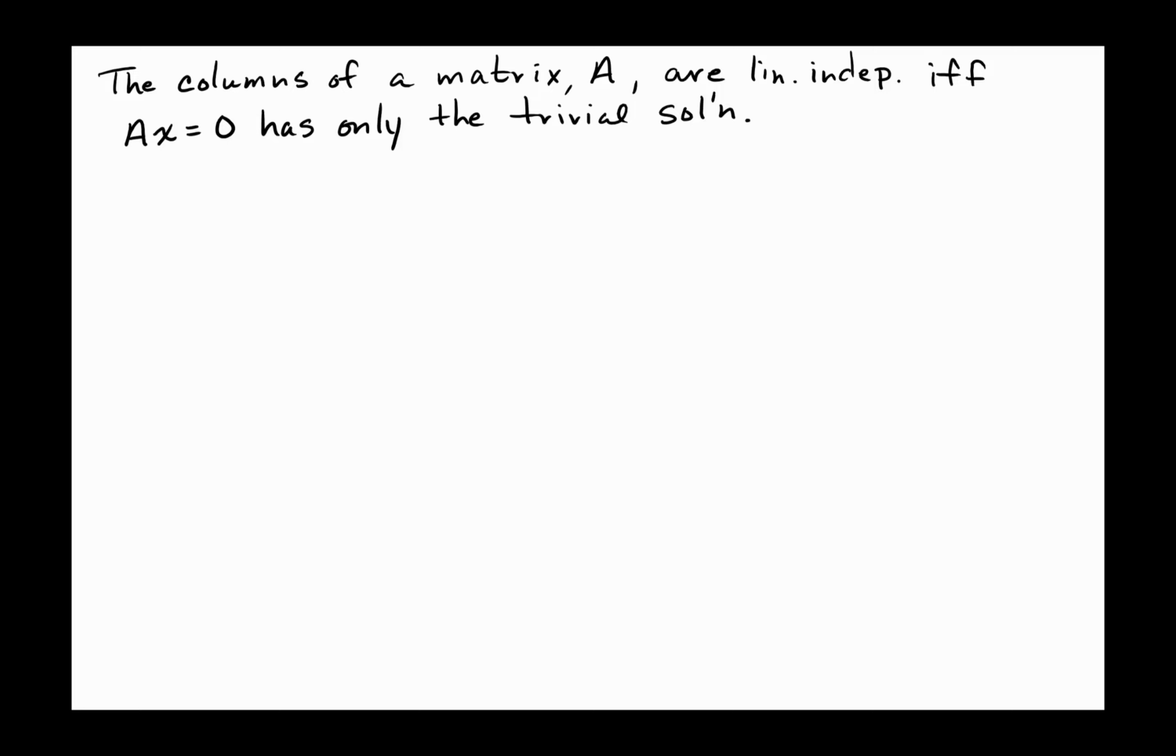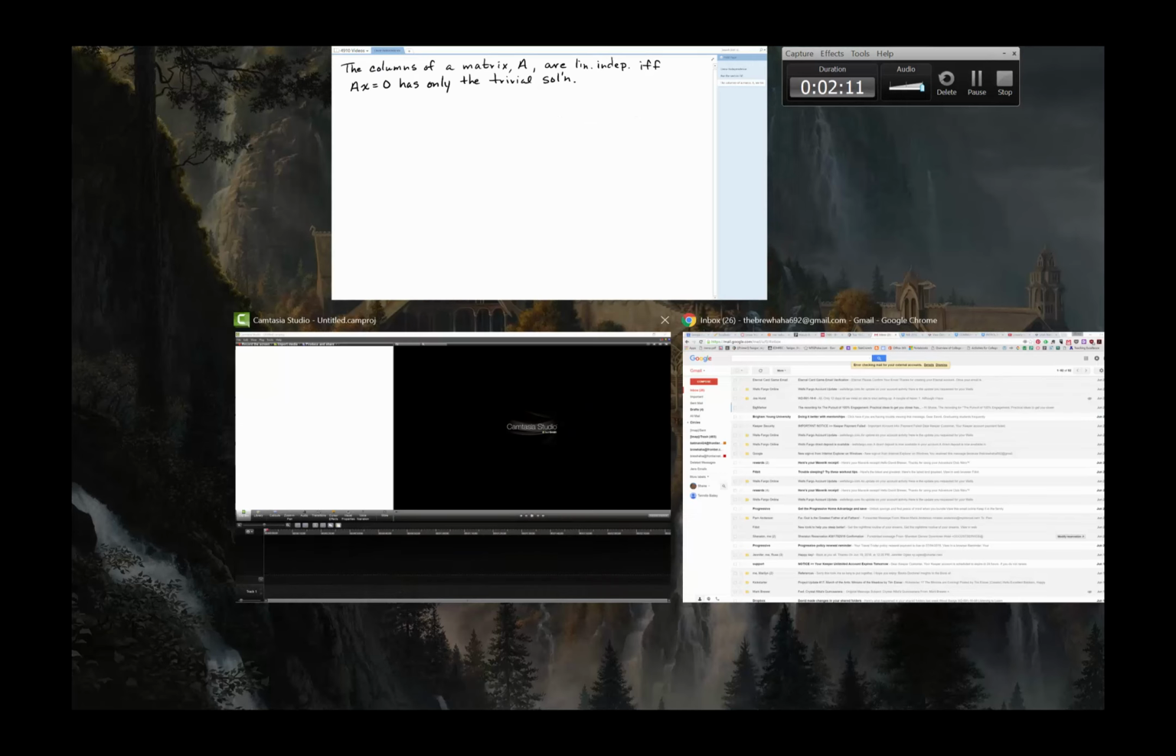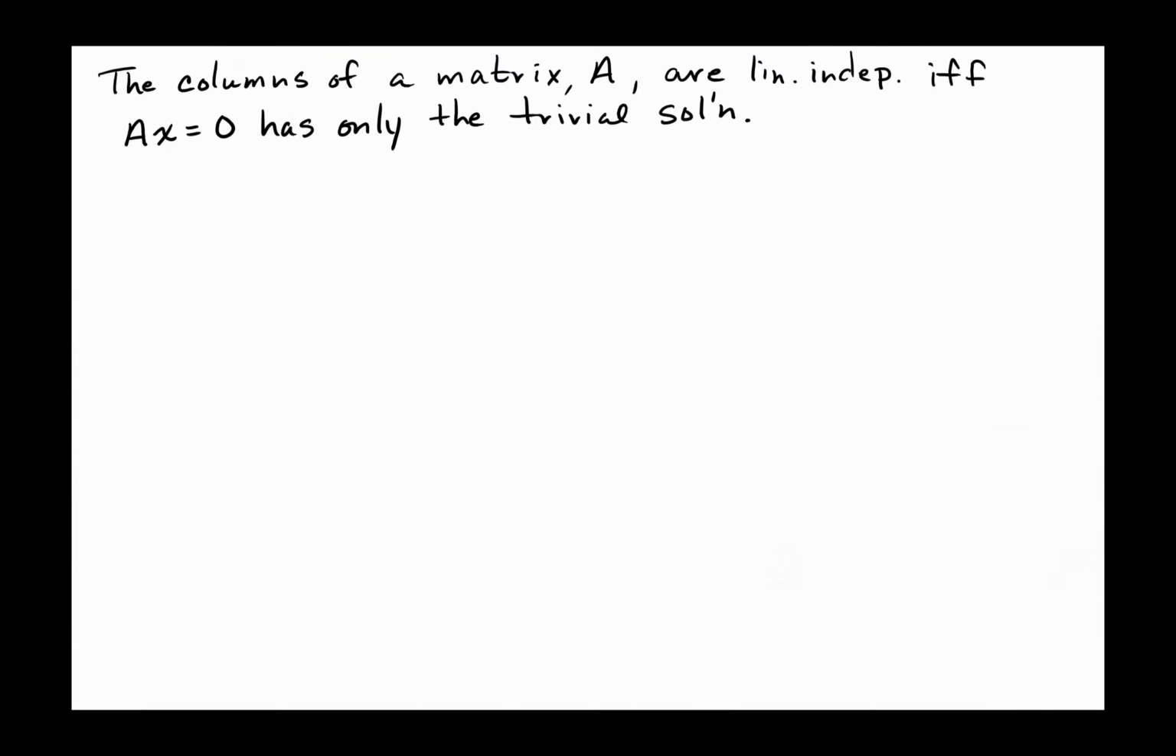But remember, we've talked about this homogeneous system. When does it have only the trivial solution? It will only have the trivial solution when there are no free variables in the reduced version of matrix A. If there are free variables, then we have dependence. So that's one little thing to keep in mind.